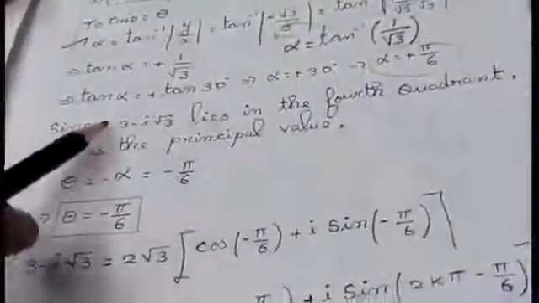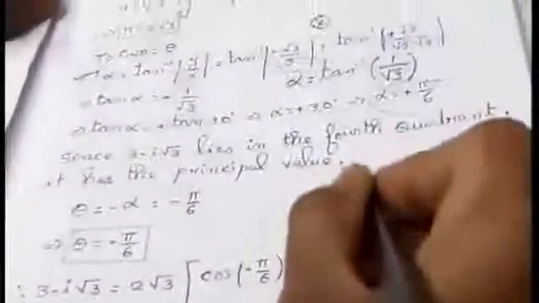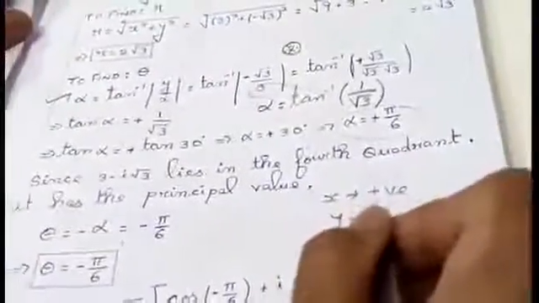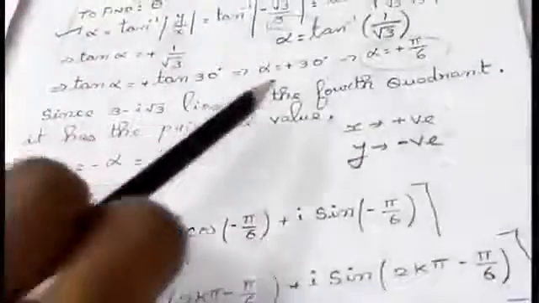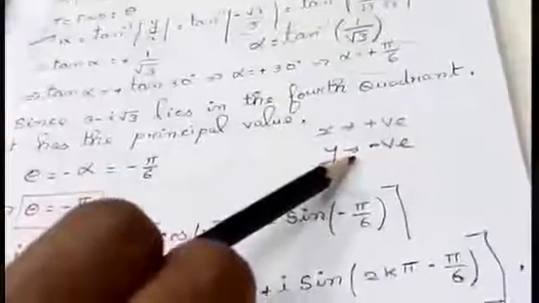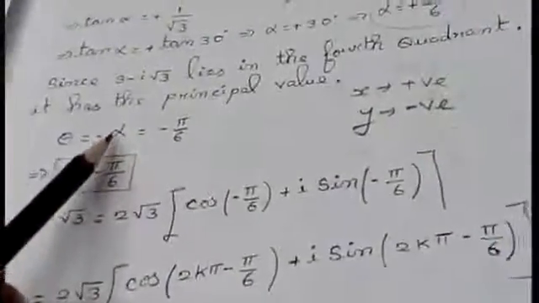So alpha is pi by 6. Now I am going to find theta. Before finding theta, I am checking the sign for x. Here the sign for x is positive and the sign for y is negative. So since 3 minus i root 3 lies in the fourth quadrant, what is the condition for the fourth quadrant, students? x should be positive and y must be negative. That is the procedure, you know it very well. It lies in the fourth quadrant, so it has a principal value theta equal to minus alpha. That is the condition for the fourth quadrant.